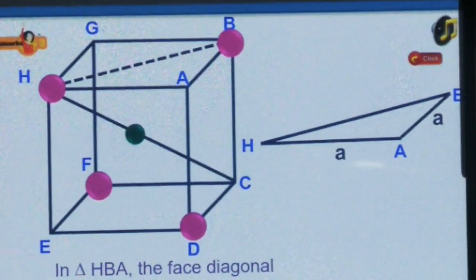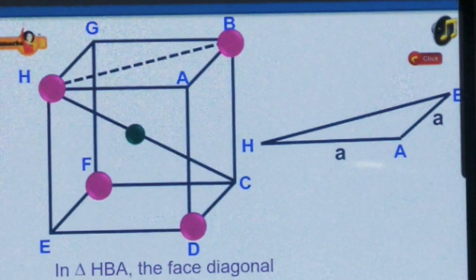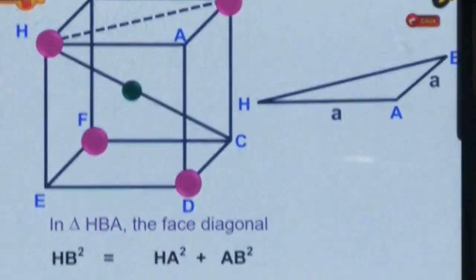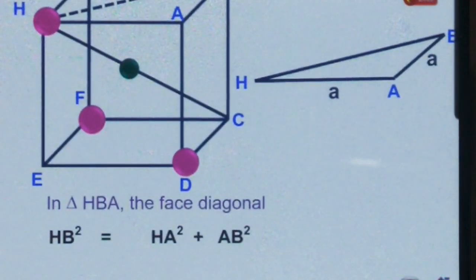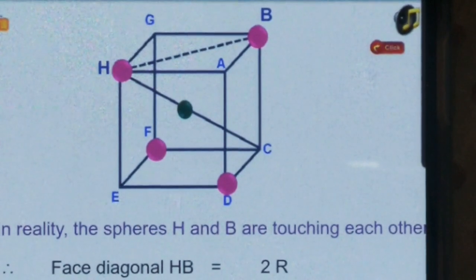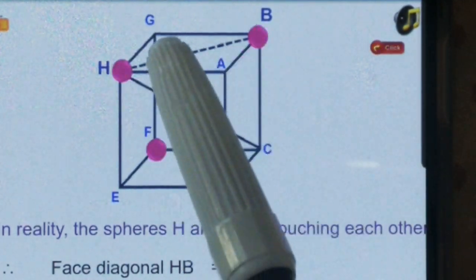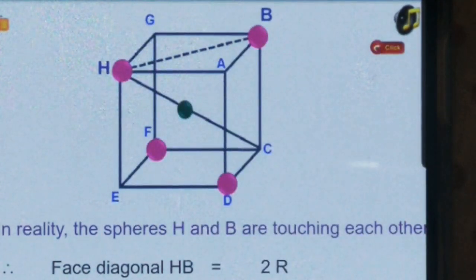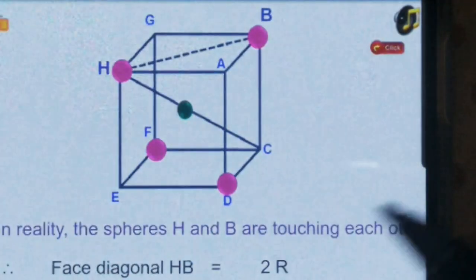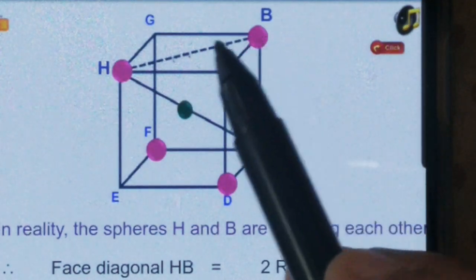Here we have represented HAB. In that, definitely angle A is 90 degrees, and according to this, if we apply the Pythagoras theorem, the face diagonal HB square is equal to HA square plus AB square. Next, we can see that these two are very far, but actually they are closely packed. So these two atoms will touch at the surface, and this half will be the radius of this atom and the other half will be the radius of this atom.